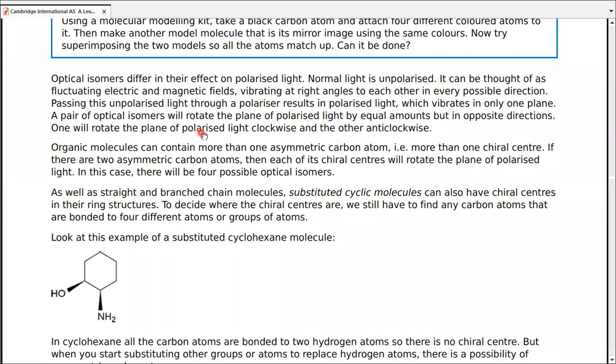A pair of optical isomers will rotate the plane of polarized light by equal amounts, but in opposite directions. One of them will rotate the plane of polarized light clockwise and the other one anti-clockwise. Now, this is the best part. We, as humans, did not know about optical isomerism until much later, by the end of the 19th century. So it was difficult to work with it.